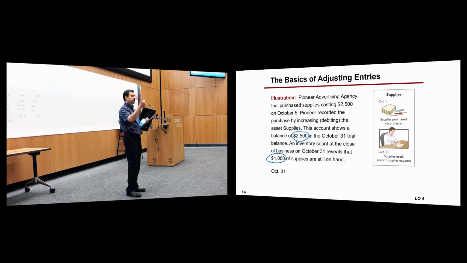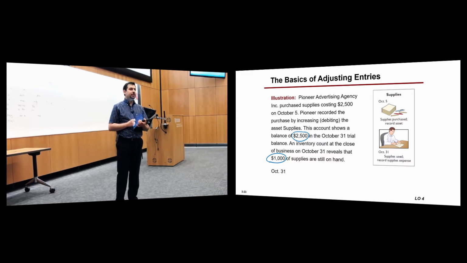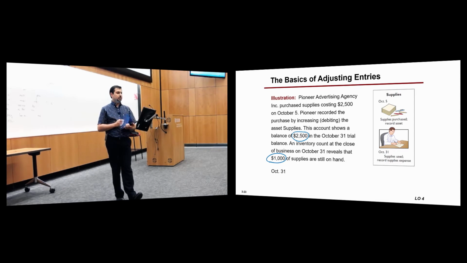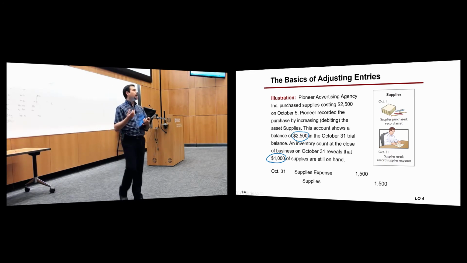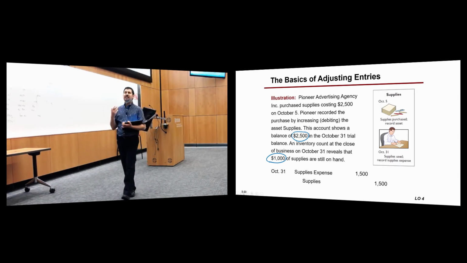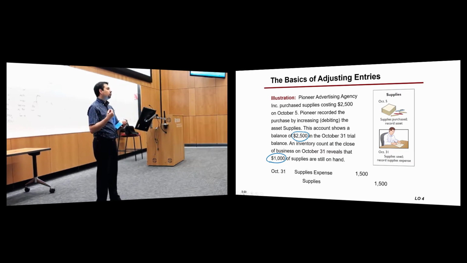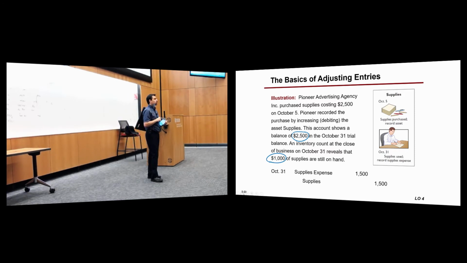So what do we need to do now? We need to decrease. So you would credit the assets and you would debit the expenses. So you credit $1,500 for the assets and then debit $1,500 for the expenses. Exactly. You have to decrease the value of your assets by $1,500, and you need to increase your supplies expense by $1,500, right? As a result, we debit supplies expense $1,500, we credit supplies $1,500.